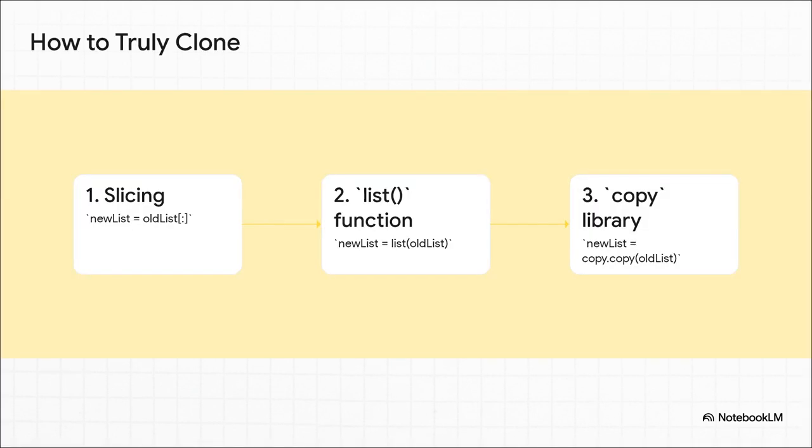So how do you actually do it right? How do you clone your toolbox so you have two separate independent copies? Well, you've got a few great options. You can use a full slice, you can use the list function, or you can use the special copy library. Any of these three methods will create a genuinely new list that you can change without affecting the original.